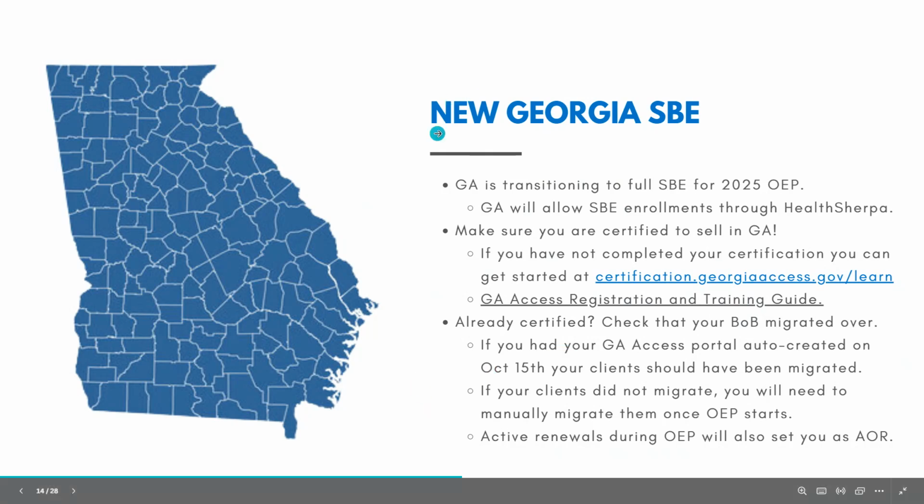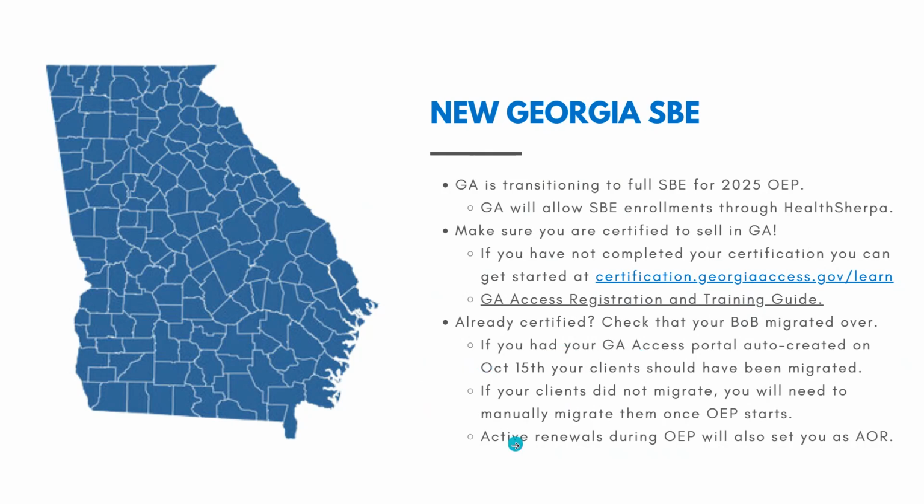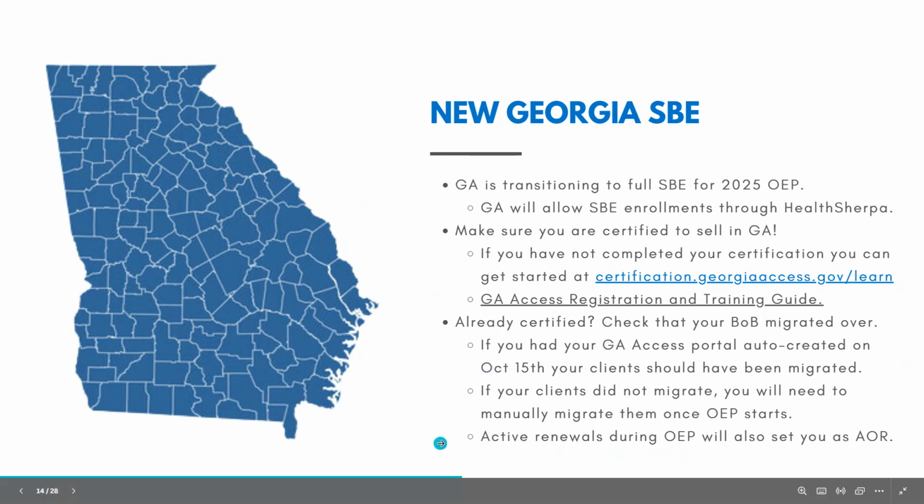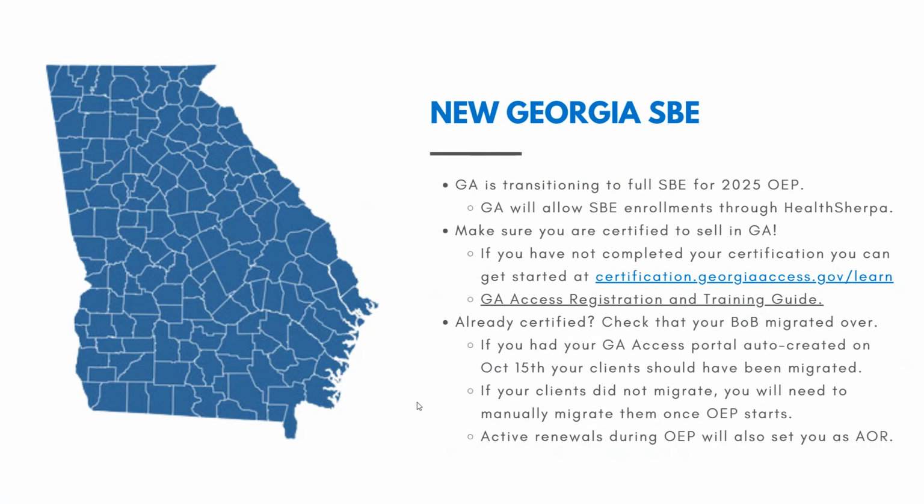But you will have the Georgia Access website to have your book of business. So you definitely want to make sure that you can see that as well, because the two are going to integrate, and probably that's where you'll be looking moving forward for your book of business in Georgia.